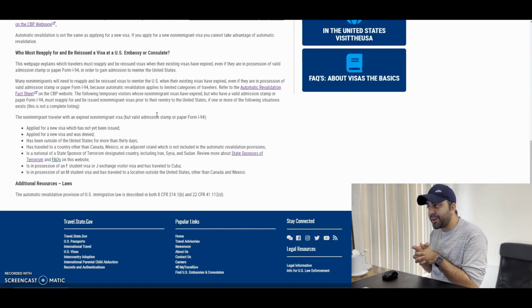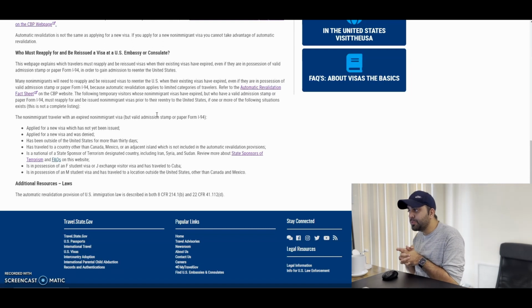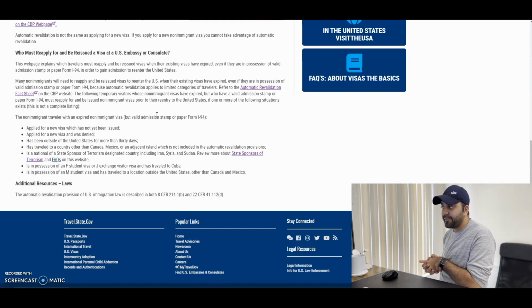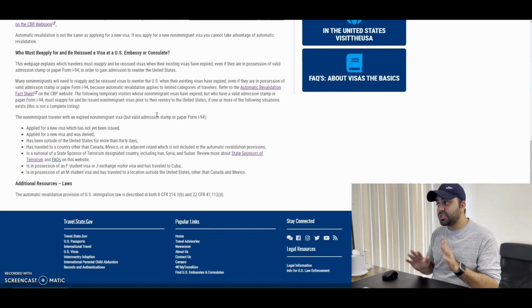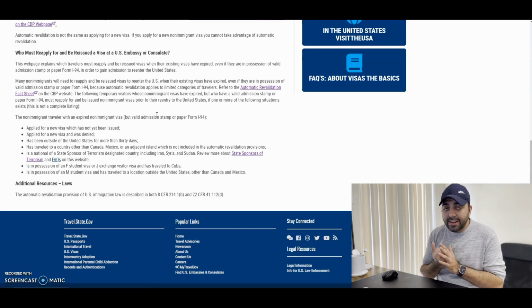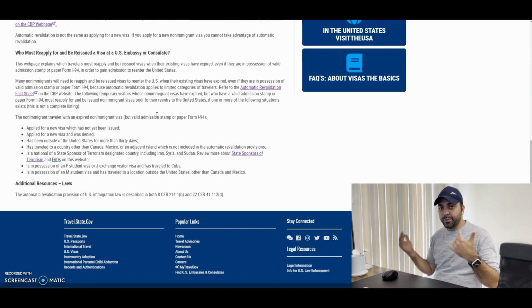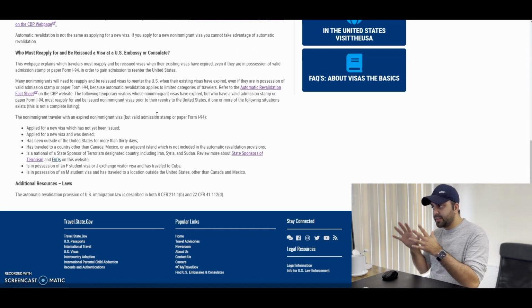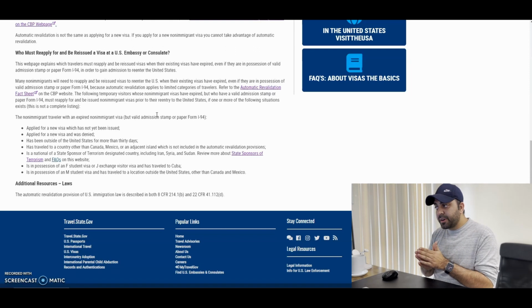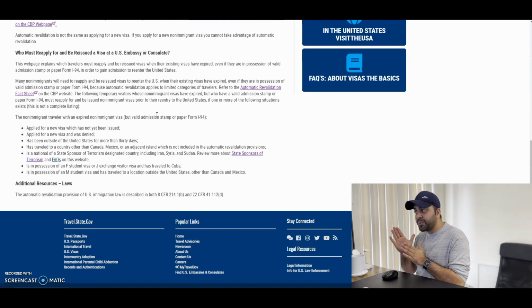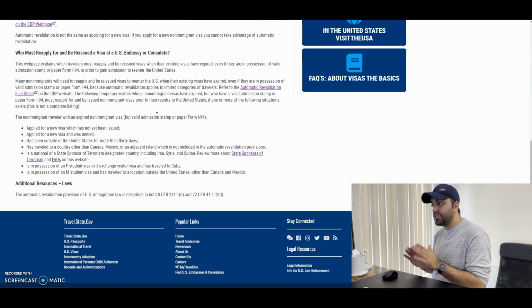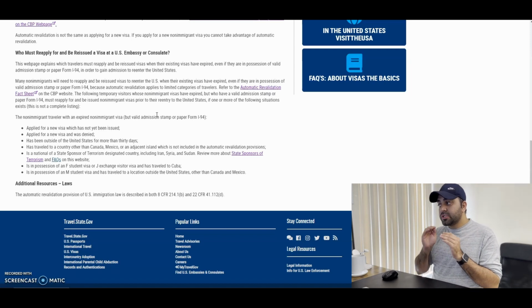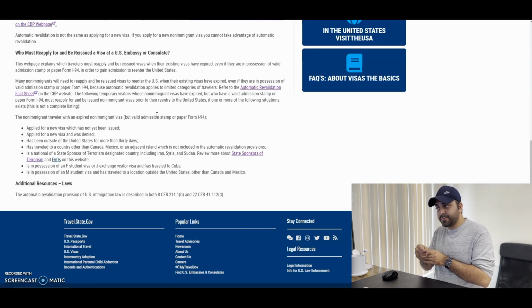This webpage explains why travelers must reapply and be reissued visas when their existing visas have expired, even if they are in possession of valid admission stamps. So even if you have an I-94, but your date is maybe a year, 2 years later, you still need a US visa, and this is the list for that. Many non-immigrants will need to reapply and be reissued visas to re-enter the US when their existing visas have expired, even if they're in possession of a valid I-94, because automatic revalidation applies to limited categories of travel, right?